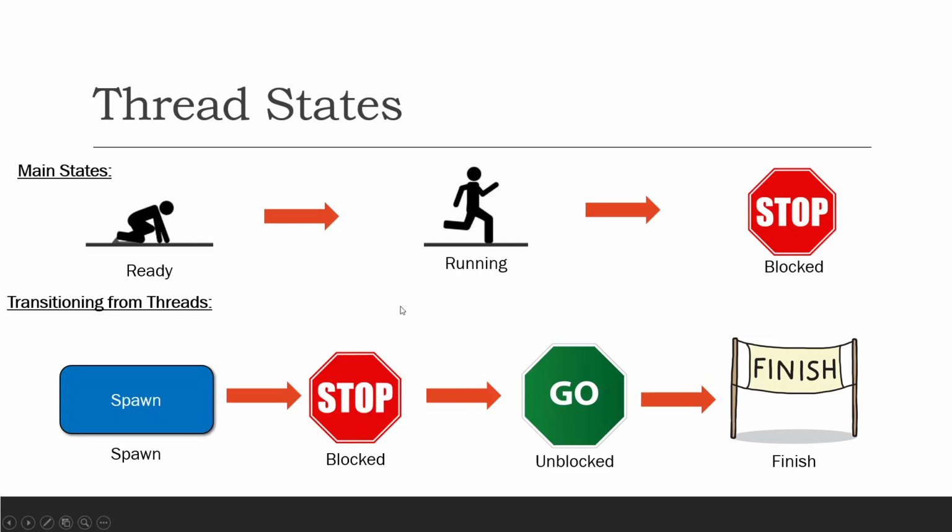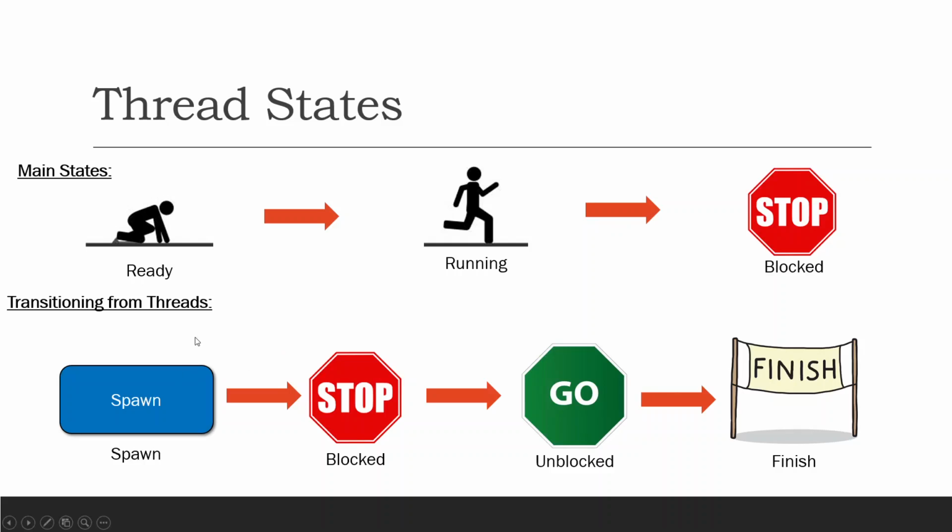Threads can have various different states. The main states for a thread are ready, running, and blocked. The ready state is basically when the thread's necessary data has been initialized and can be computed. The running state is where the actual computation goes on, and the blocked state is either when the thread's done computing or the thread's waiting for some additional data.